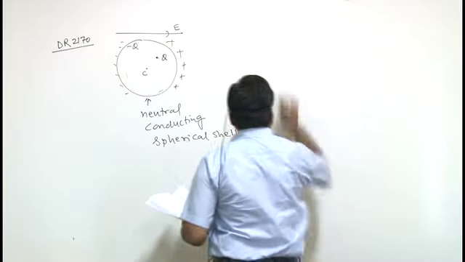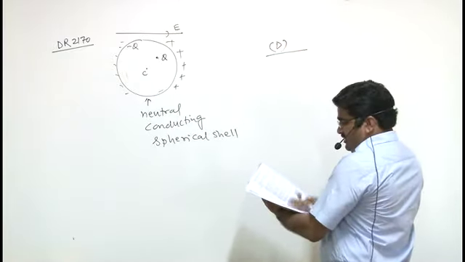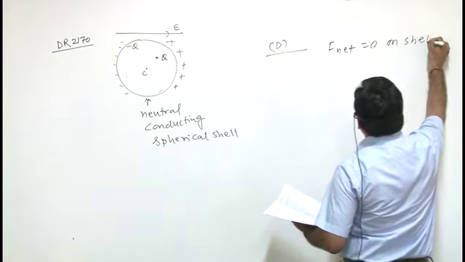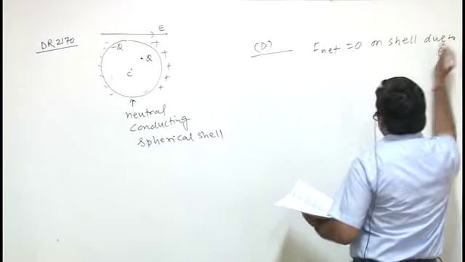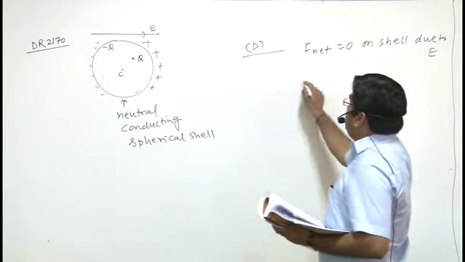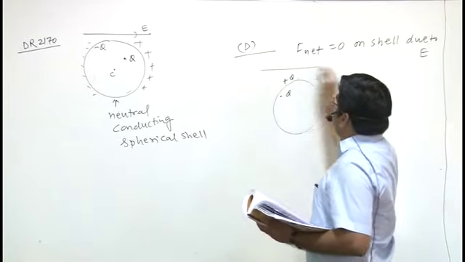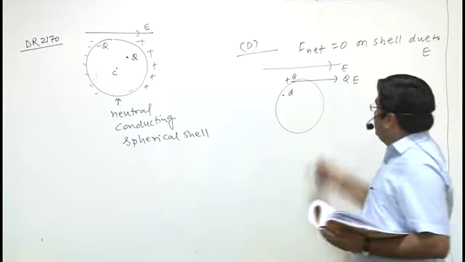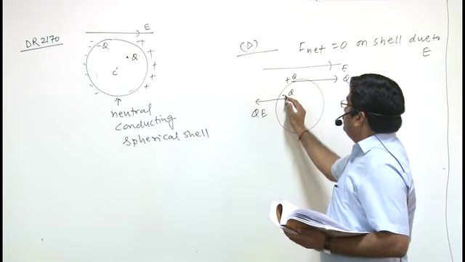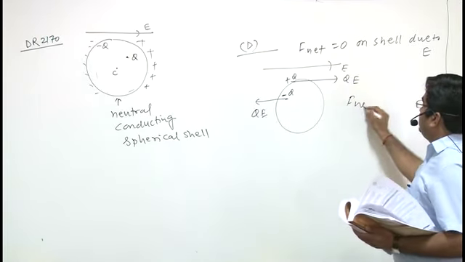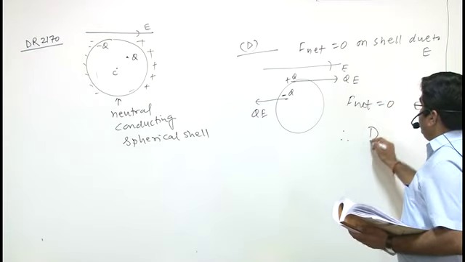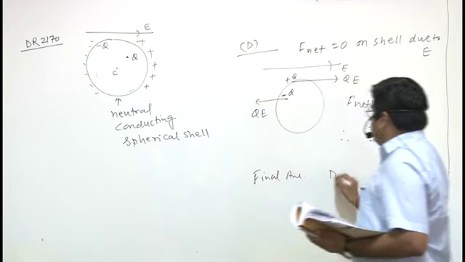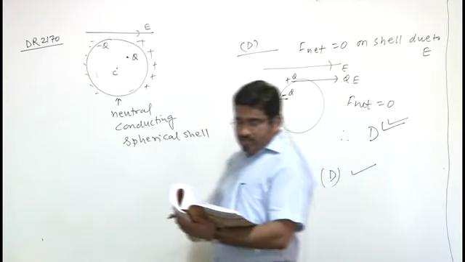The D option says that the net force acting on the shell is 0. F net is 0 on the shell due to E, and it is absolutely right. How is it right? Minus Q, plus Q, and this is the electric field. This E will exert QE towards left on minus Q and QE towards right on plus Q, and F net is 0. So D is the correct option. The final answer to this question is only D. A, B, C are not correct options.